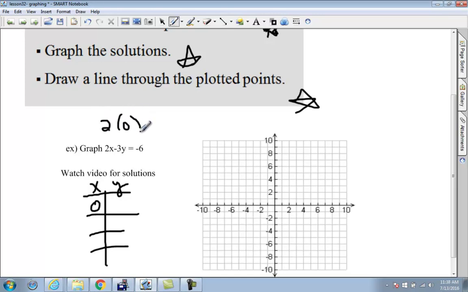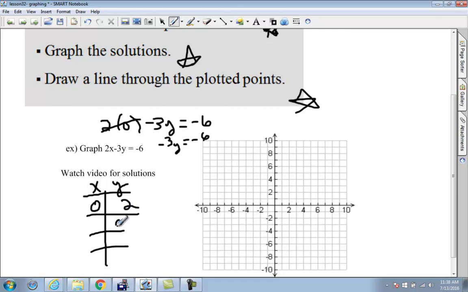2 times 0 minus 3y equals negative 6. Well, 2 times 0 is 0. So you end up with just the statement negative 3y equals negative 6. Well, in that case, y would have to be 2. So if x were 0, y would have to be 2.